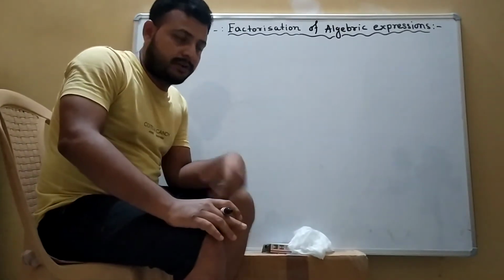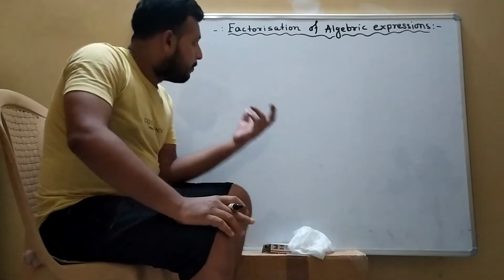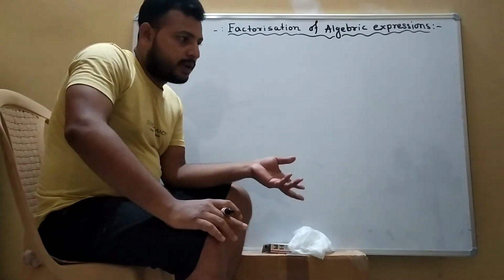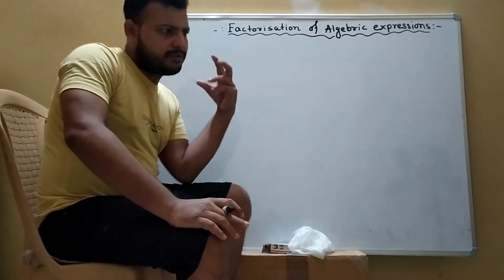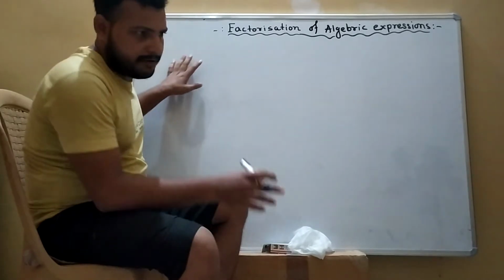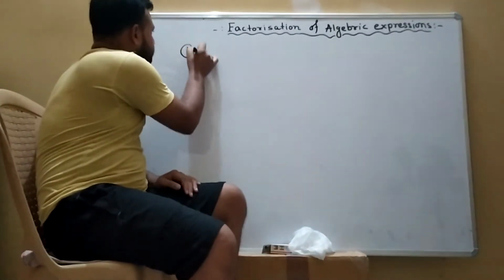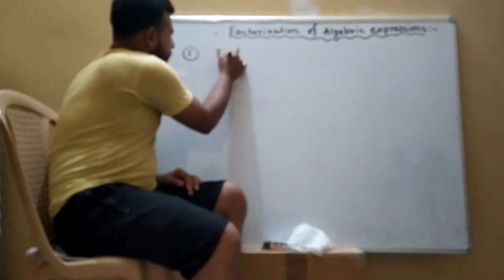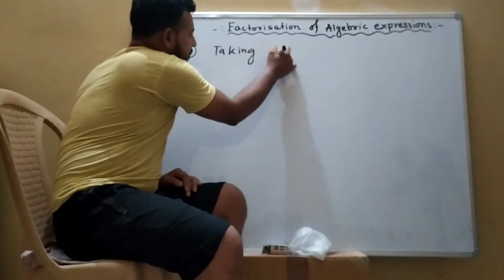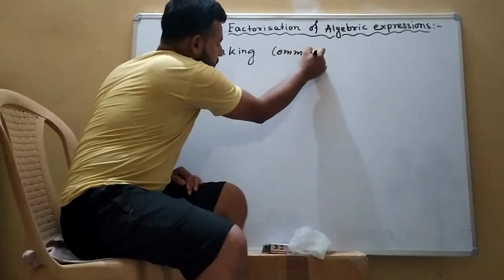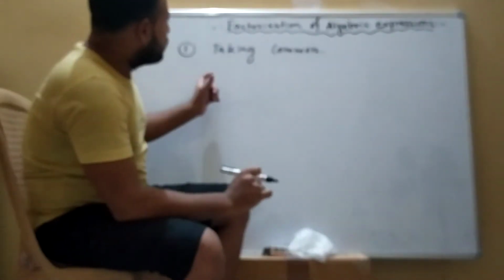What are the methods, what you should use first. By this order only you have to do, and you shouldn't leave this order. Always you have to apply this order. First of all, number 1, taking common. So it means at first you have to take common.